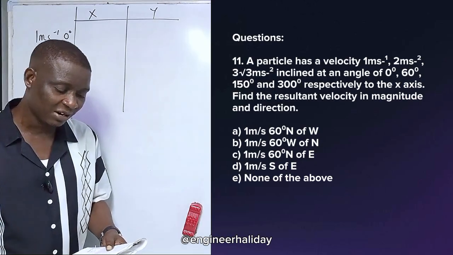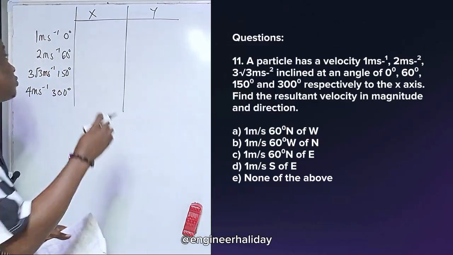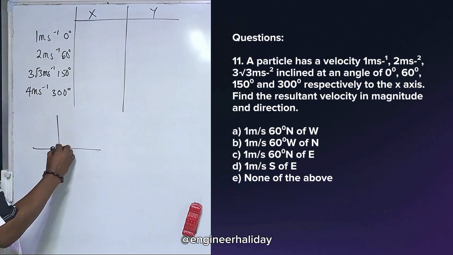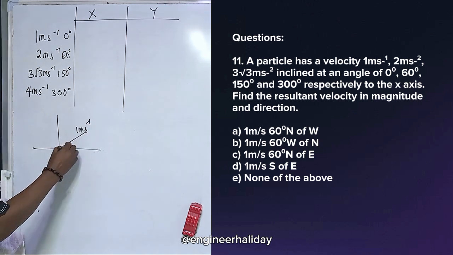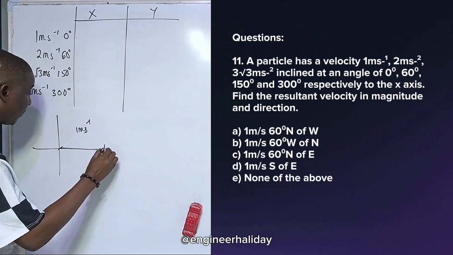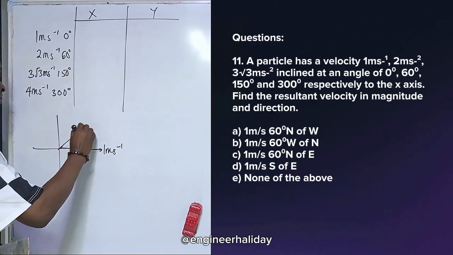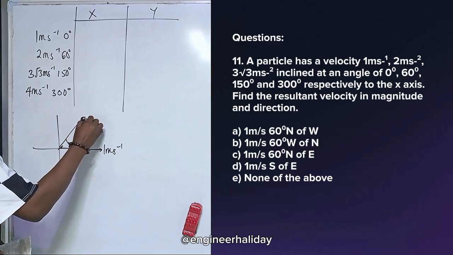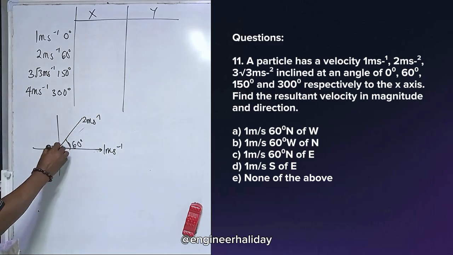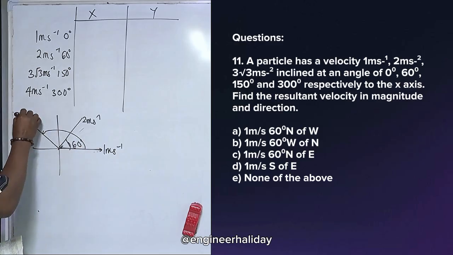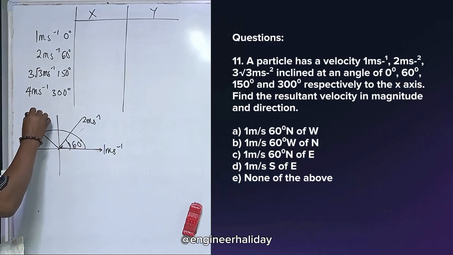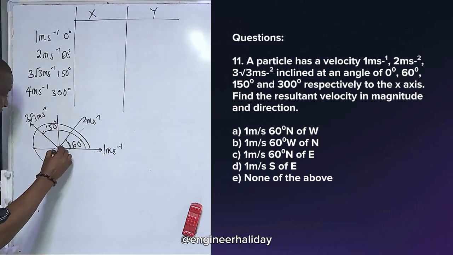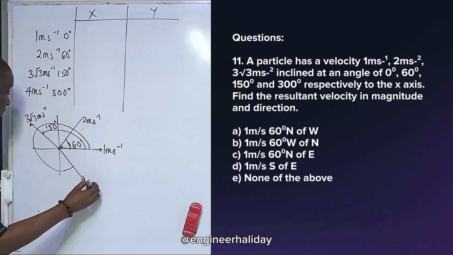Respectively to the positive x-axis. So all these angles are measured from the positive x-axis. If you want to really draw them, 1 meter per second is at 0, along here. Then 60 degree is 2 meter per second. Then 3 meter per second is at 150 degree. Then 300, which is above 270, is 4 meter per second.